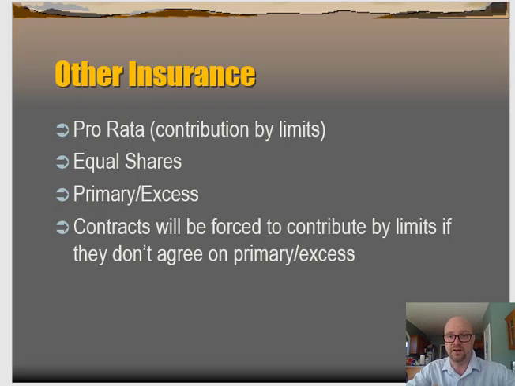If we don't agree on primary excess, if we've got both companies claiming that they want to be excess, then they get forced into pro rata. They get forced into contribution by limits if there's no agreement there, and that's the only way to handle that. So again, this is a review from 270. Also, there's a really good example in the book, but I do think they make that example a little bit more complicated than it has to be. It's not that hard. If it's pro rata, we're looking at the limits and we're saying what percentage of the total do you cover? Then that's the percentage of the loss that you pay. And that's not that difficult.